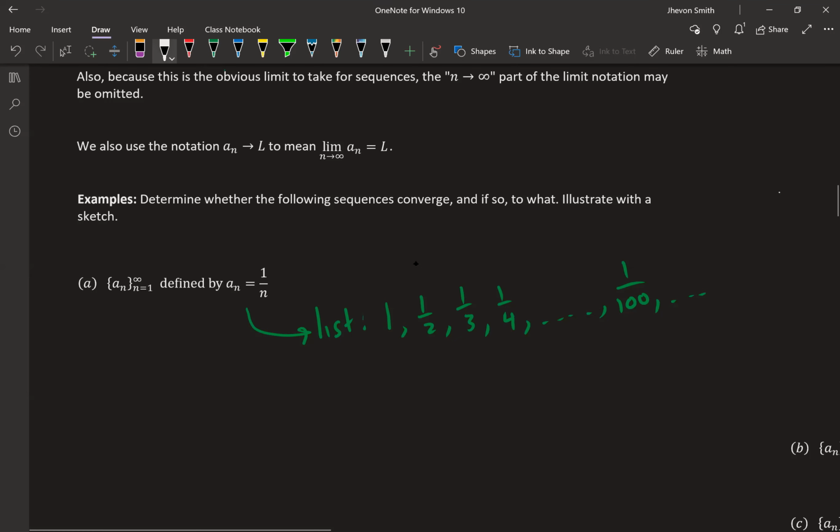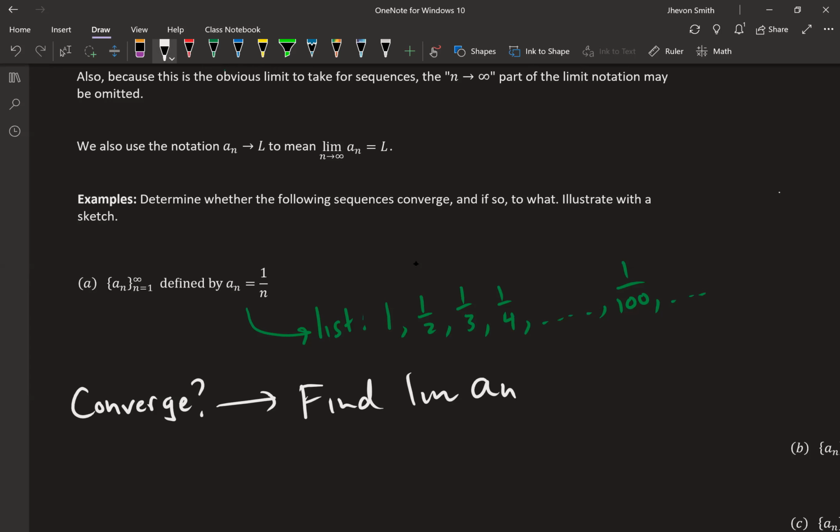Now we can ask the question, does this converge? So whenever someone asks you, does a sequence converge? What you immediately do is you want to find the limit of the sequence. And again, I can omit the n approaches infinity because it's always going to be that. When I draw the picture, you'll see why. I can omit the n approaches infinity part because it's obvious for a sequence. It's always as you approach infinity.